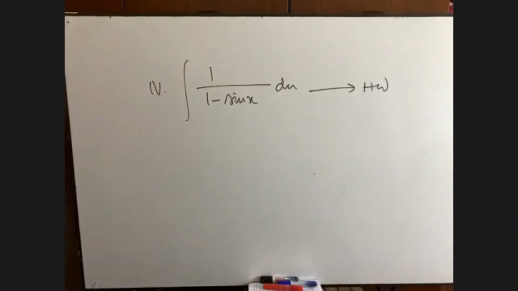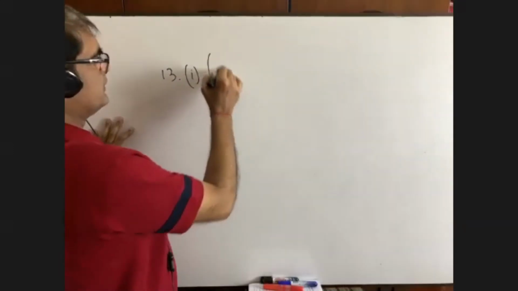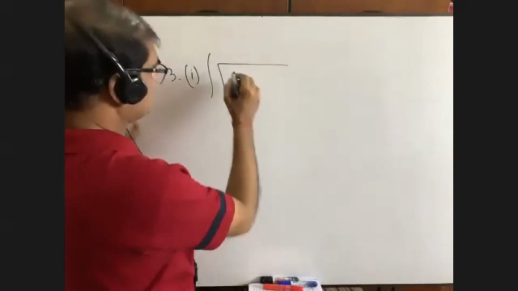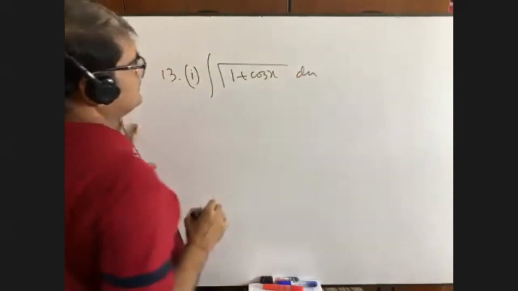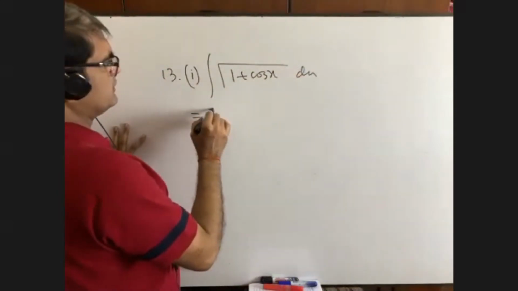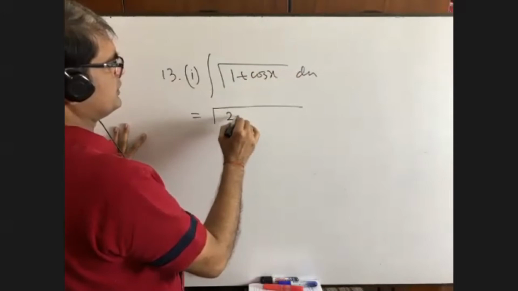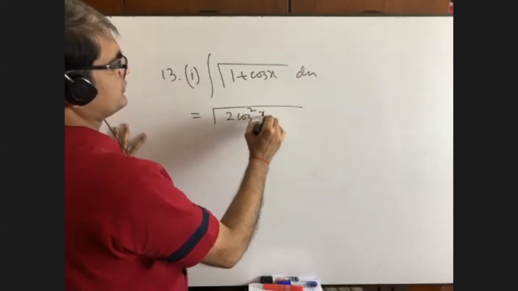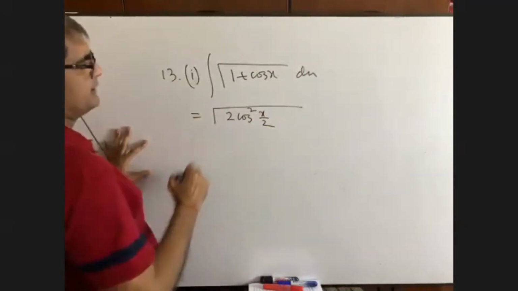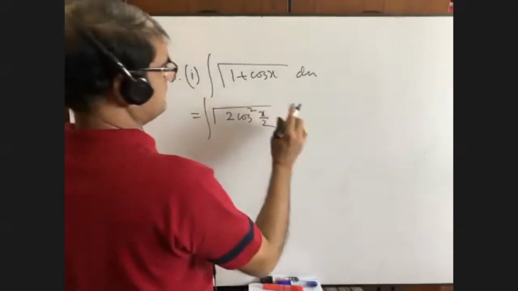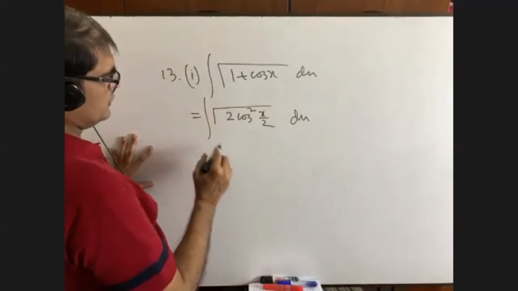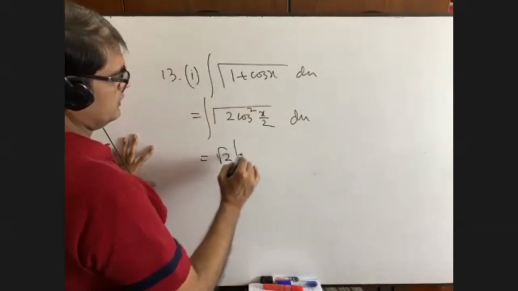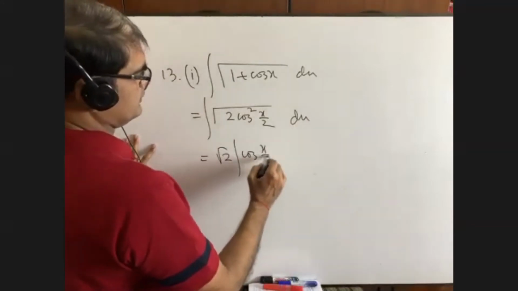Why not root over 1 plus cos x? It is very easy and simple. You can do it easily. 1 plus cos x means what? 2 cos square x by 2, right? dx. That means what? Root over 2 cos x by 2.